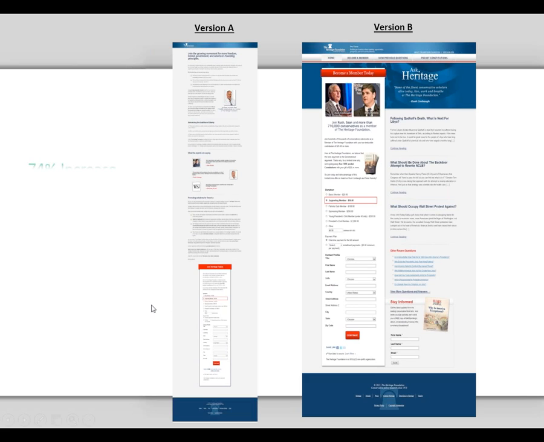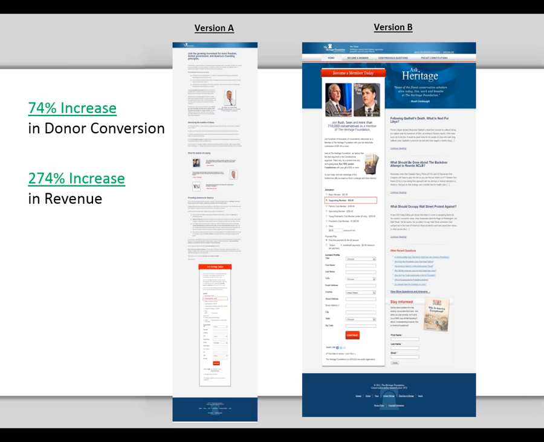Well, we did an A-B split test. Version A generated a 74% increase in donor conversion, and a 274% increase in revenue. So the question is why?